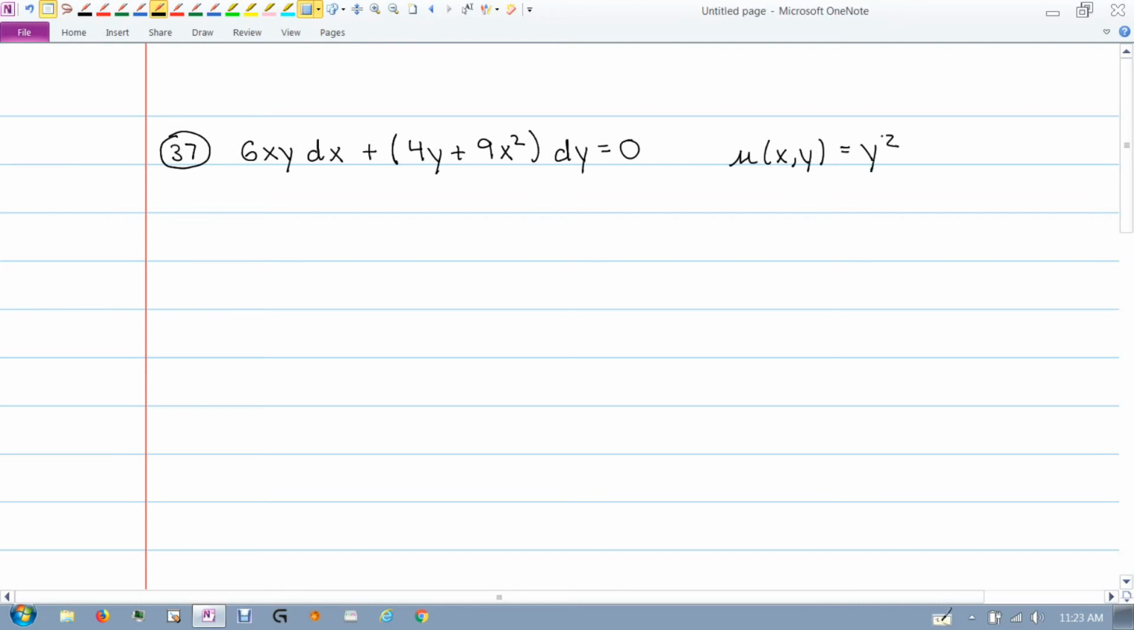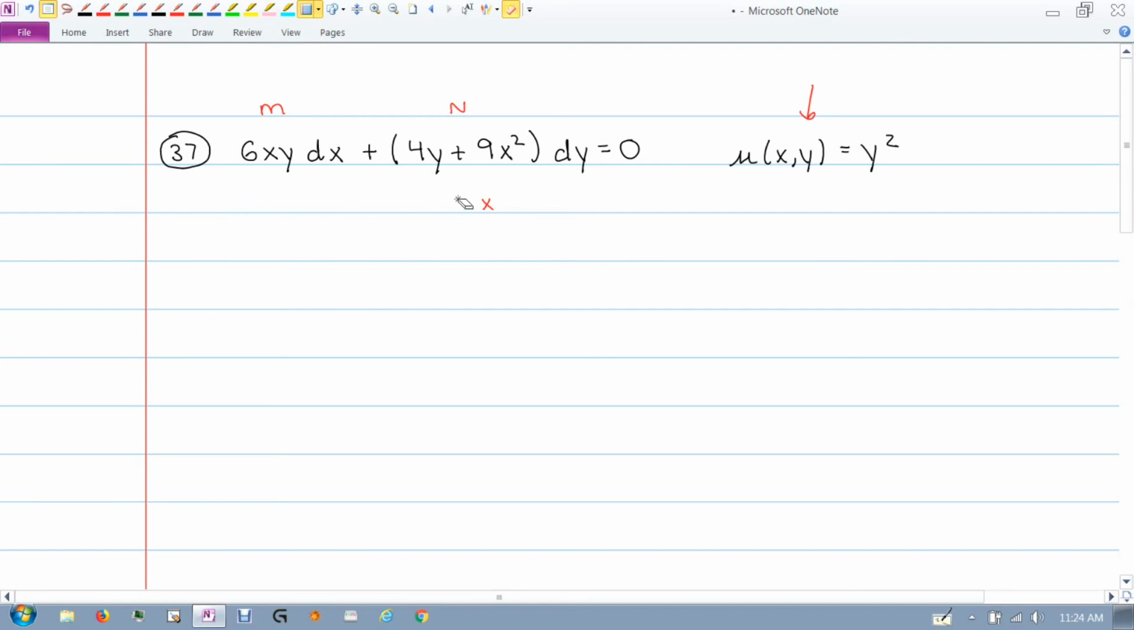And what they are asking us to do here is use this, what we're calling an integrating factor, to solve the differential equation. So let's just show first that if we call this M and this N, then if I take the partial of M with respect to y, I get 6x. If I take the partial of N with respect to x, I get 18x, and these are not equal to one another. So it's not an exact differential equation.